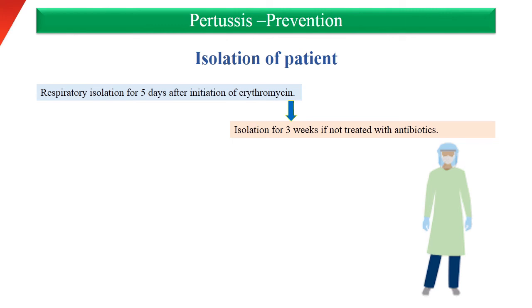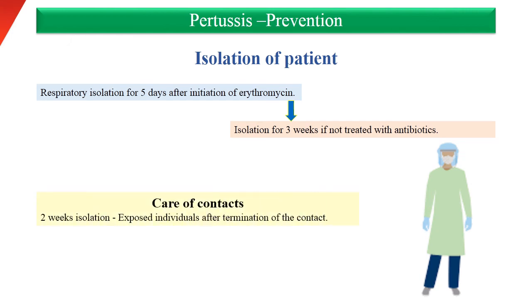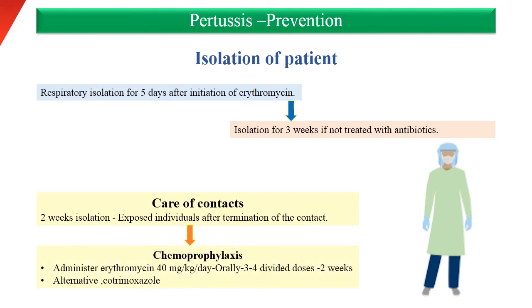This respiratory isolation is for 5 days if the antibiotic, that is erythromycin, has started. If the antibiotic has not started, isolation of the exposed individual needs to be done for 3 weeks. Along with that, the care of contacts should also be done. 2 weeks of isolation of the exposed individual after termination of contact, and chemoprophylaxis also needs to be started, like erythromycin 40 mg per kg per day orally in 3 to 4 divided doses for 2 weeks, and alternatively cotrimoxazole can also be used. So this is the isolation of the patient and the care of contacts.